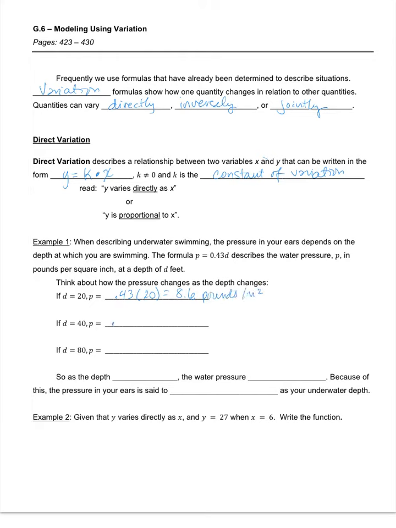If d is 40, we would just substitute 40 for d, and that would give us 17.2 pounds per inches squared. If d is 80, we would just substitute in 80 for d, and this would give us 34.4 pounds per inches squared. So as the depth increases, the water pressure increases, and because of this, the pressure in your ears is said to vary directly as your underwater depth.